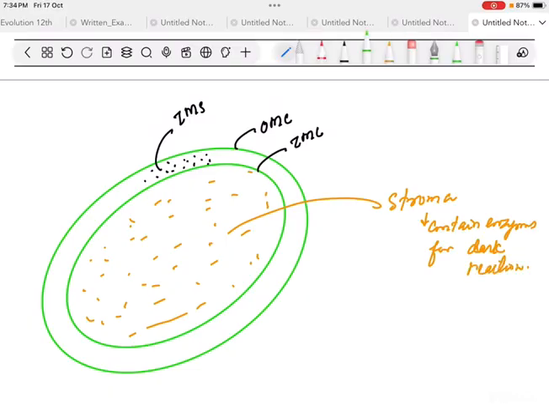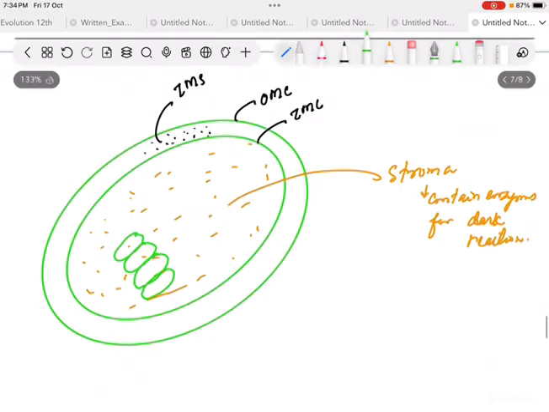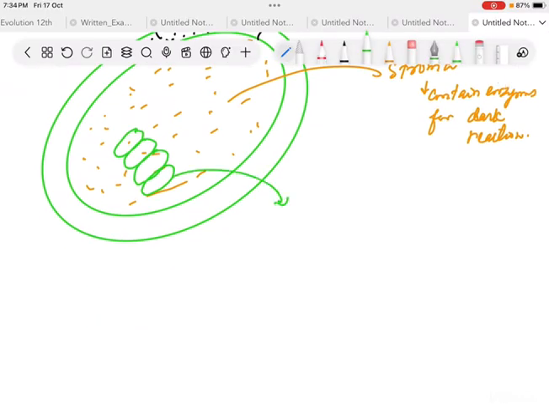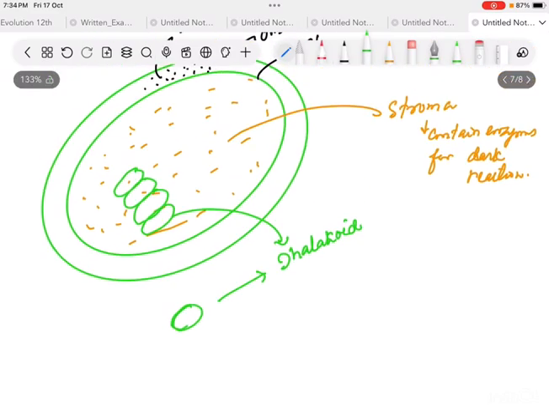And inside this stroma there are coin-like structures. A single coin-like structure here, if I'm making it here, is known as thylakoid. Fine. This single coin-like structure is thylakoid. When these thylakoids pile upon one another, it is known as grana. Fine. This single coin-like structure would be known as thylakoid, and when these thylakoids pile upon one another, then they are known as grana.